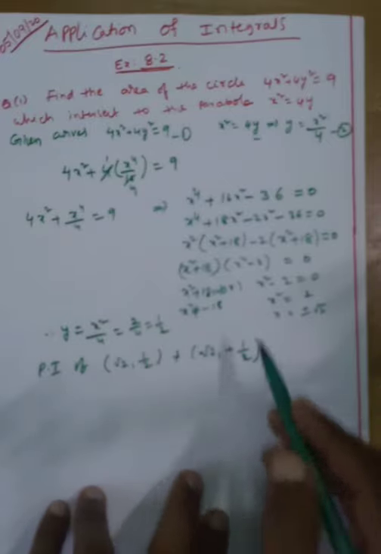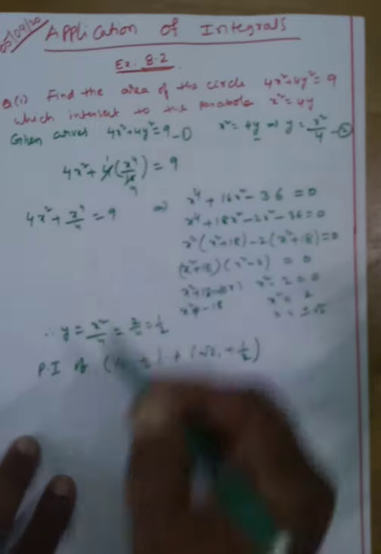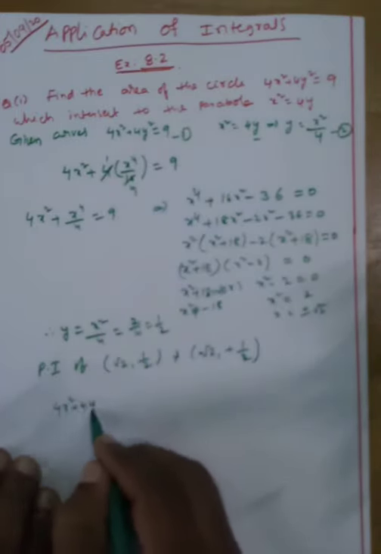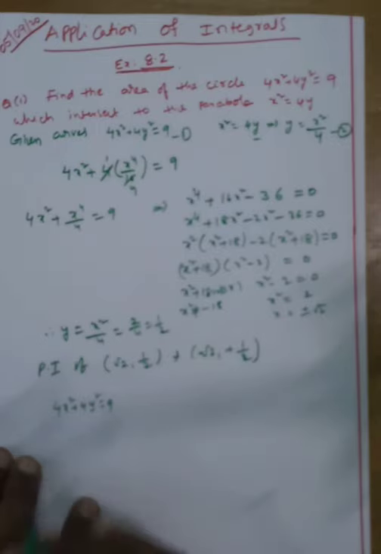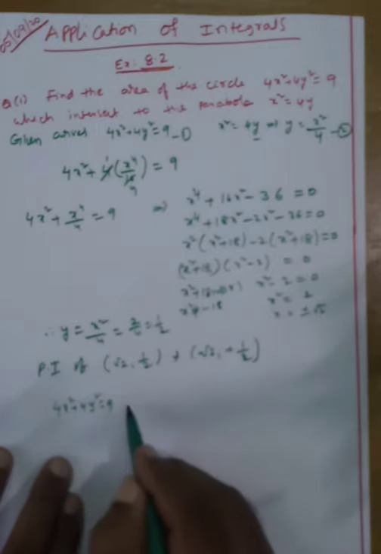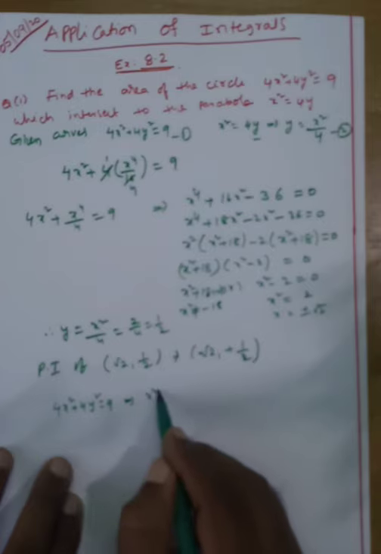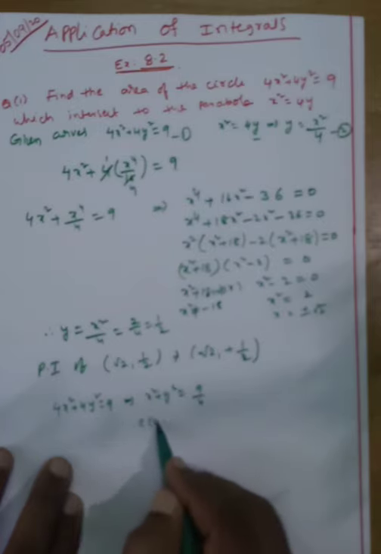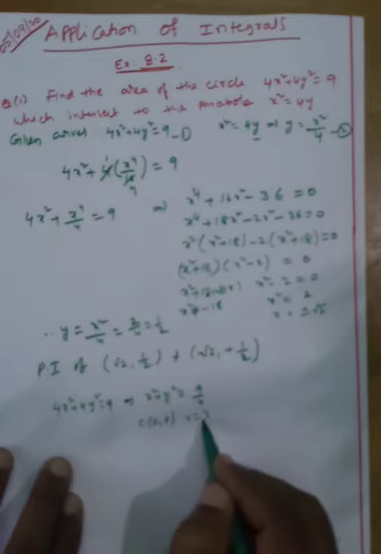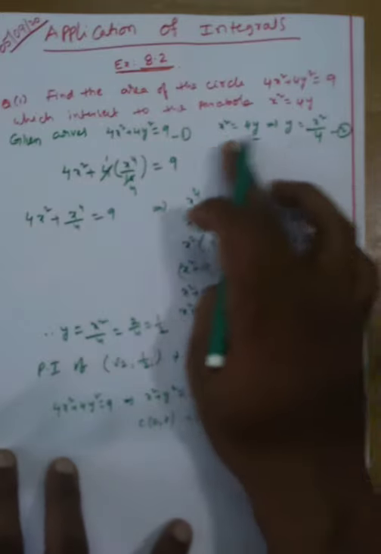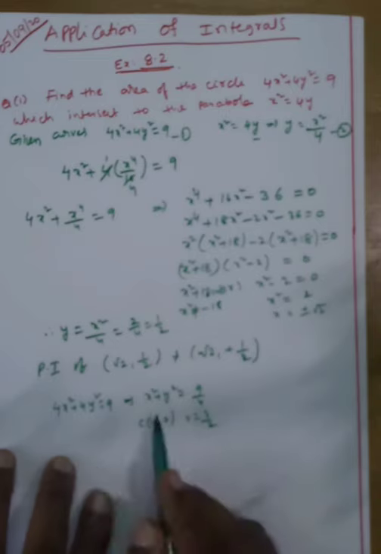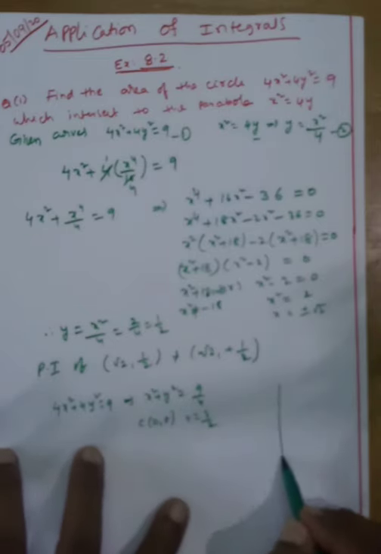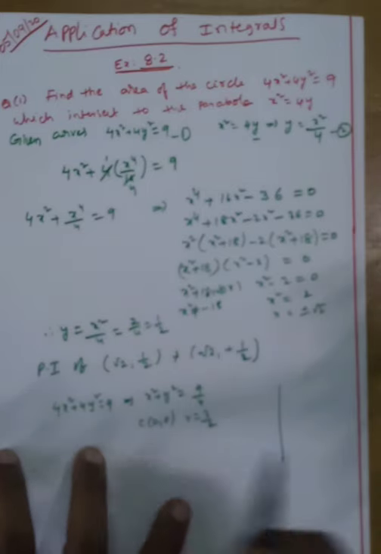Observe that first we take the circle 4x square plus 4y square. Whenever you take the ordinates, the function is in terms of that. So dividing by 4, x square plus y square is equal to 9 by 4. Now the center is 0 comma 0, radius is 3 by 2. Now x square equal to 4y. X square plus y square is symmetric on both the axes. Clearly observe that the diagram goes in this way.